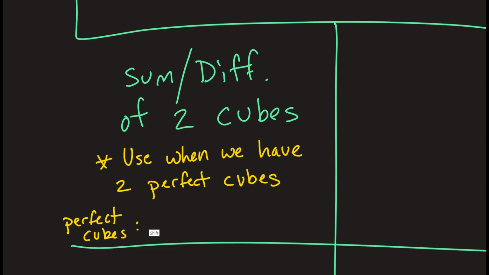1 times 1 times 1 is 1. 2 times 2 times 2 is 8. 3 times 3 times 3 is 27. 4 times 4 times 4 is 64. And 5 times 5 times 5 is 125. It keeps on going up further, but also x times x times x, x cubed, is also a perfect cube.